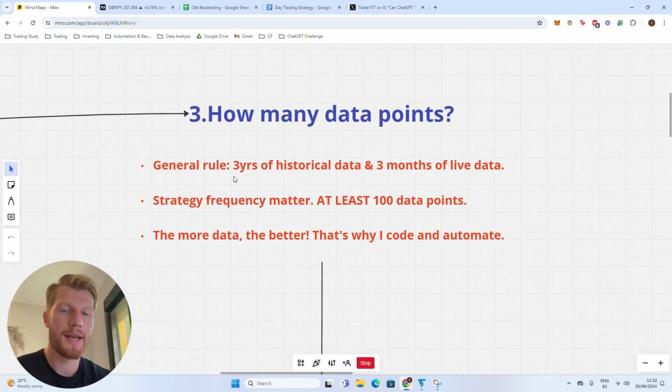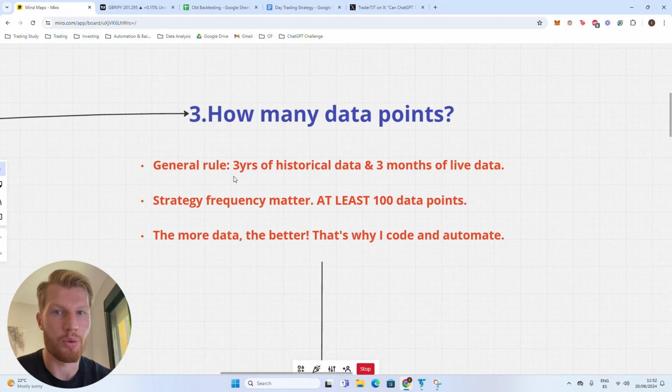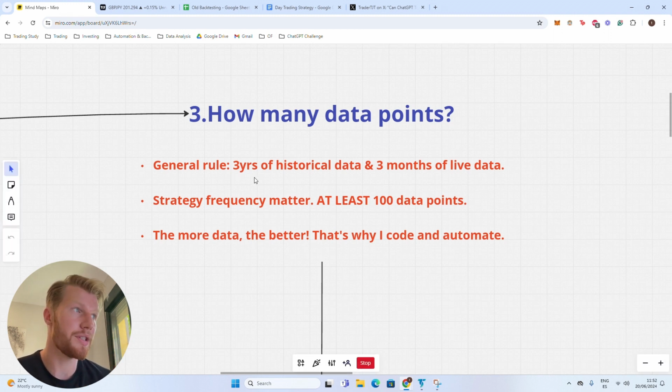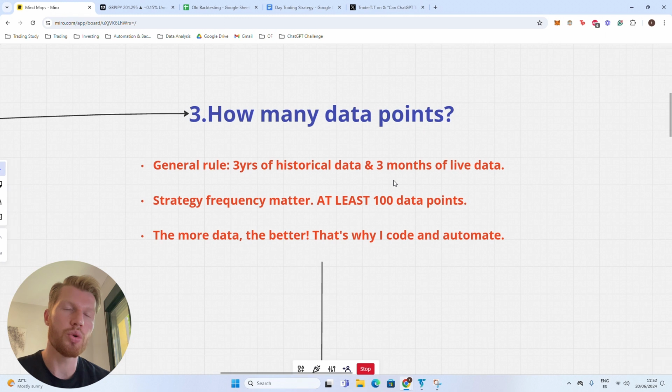thumb, right? Because the reality is there is no simple, straightforward answer as to how much data you need. But a general rule of thumb, I would say, is 3 years of historical backtested data and 3 months of live data. If you can get that, you have a pretty valuable data source that you can actually conclude some meaningful results from, right?